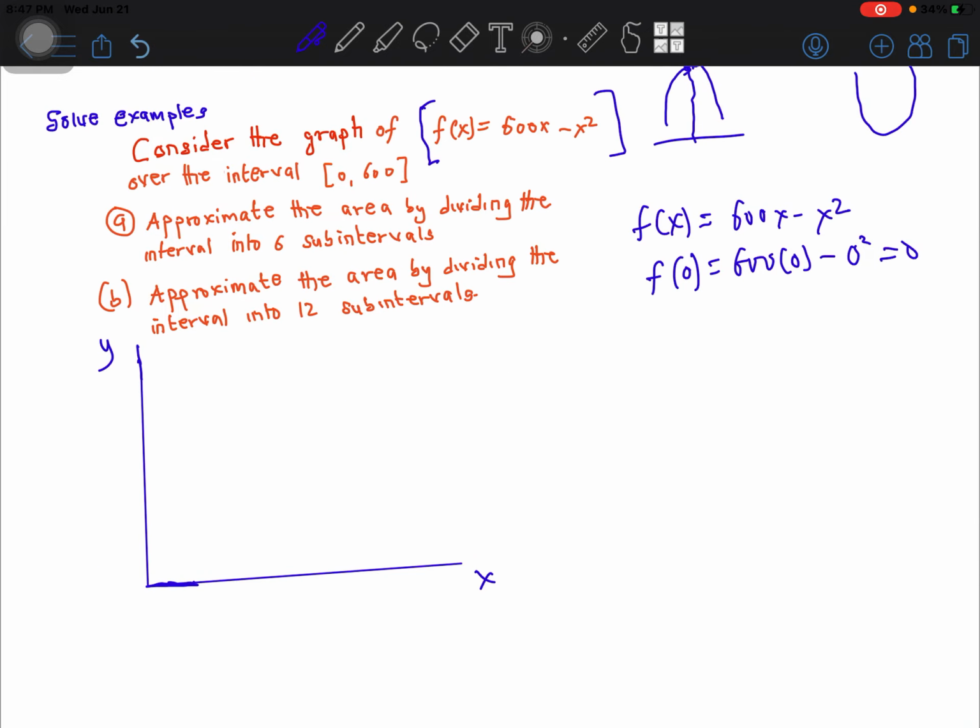So if my first point 0 gives me 0 over here, then my next interval division is 100. And therefore when I multiply 600 times 100 minus 100 squared, what am I going to get from here? 50,000. So you write 50,000 there.